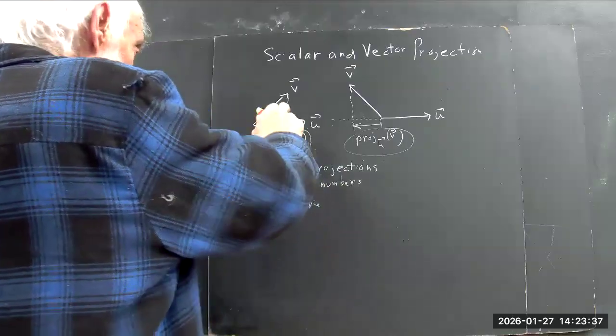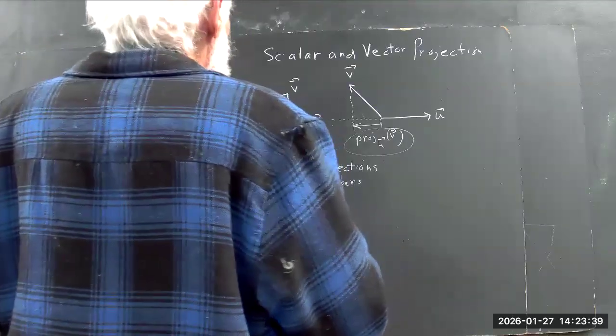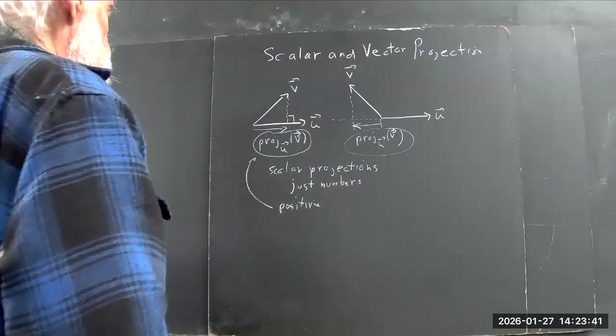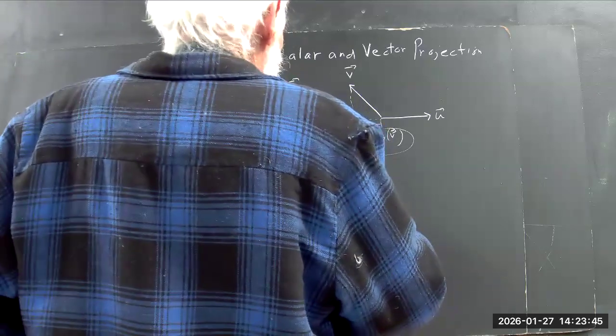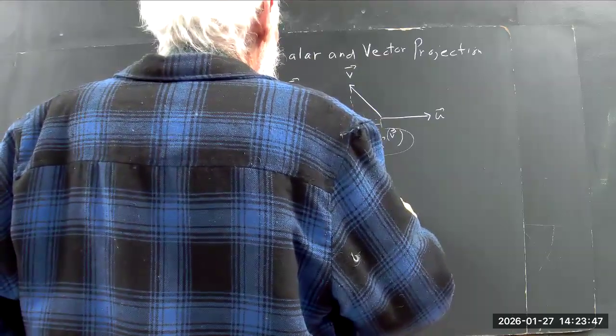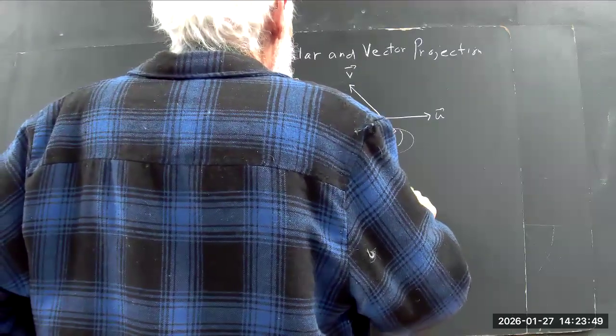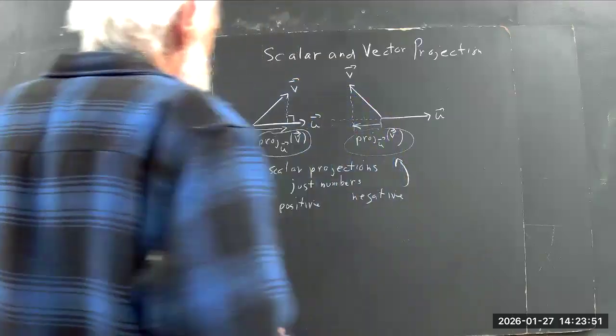This picture depicts a positive projection. In other words, just go over the picture. And over here, we have a negative.